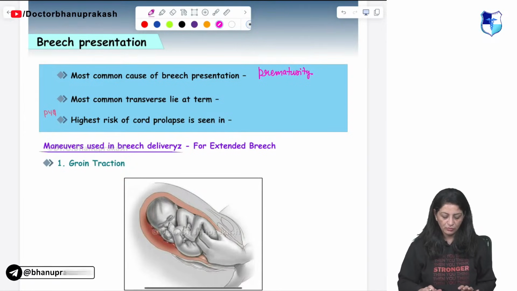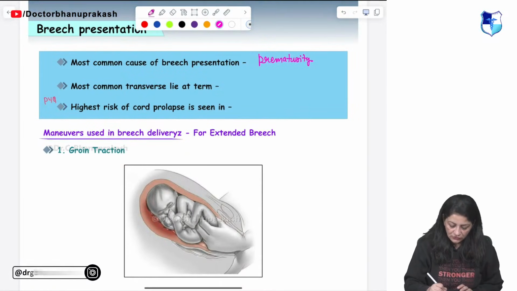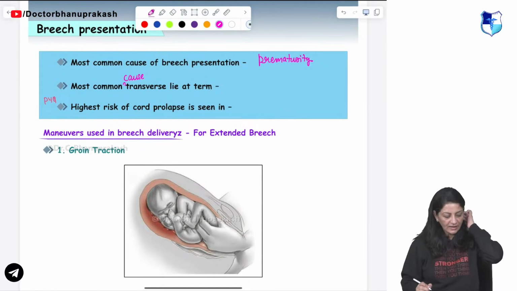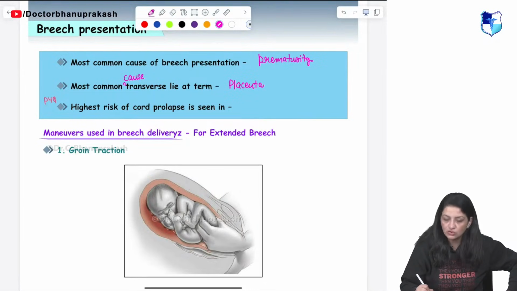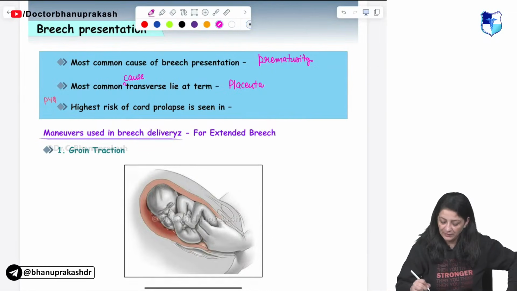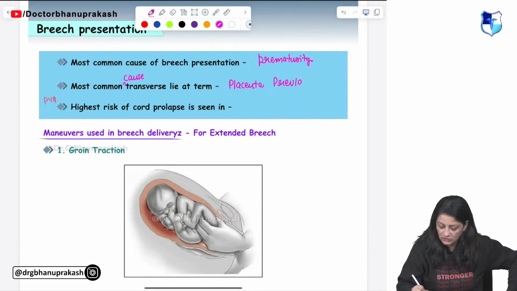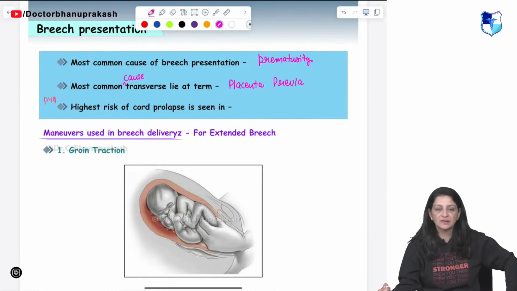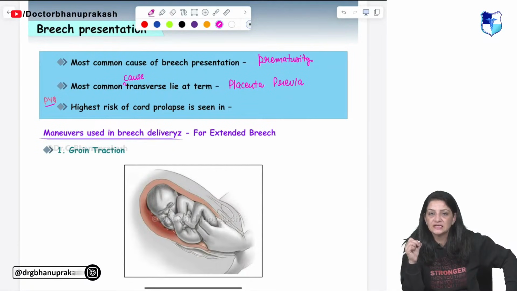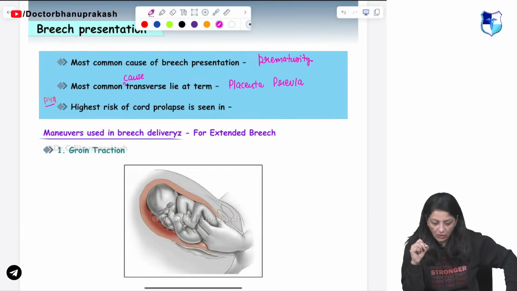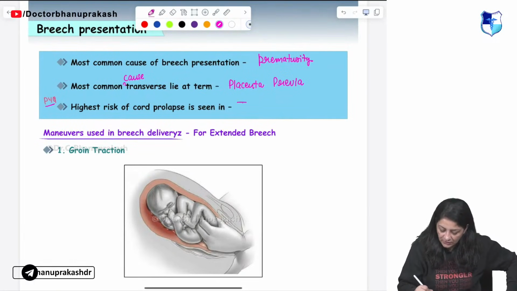Now answer this question. Most common cause of transverse lie at term? Placenta previa. The most common malpresentation in placenta previa is transverse lie. So this was a PYQ. Highest risk of cord prolapse is seen in. So these are one-liners. Highest risk of cord prolapse is seen in transverse lie.